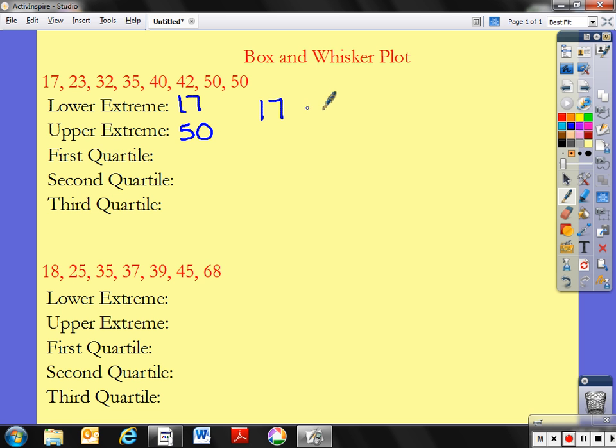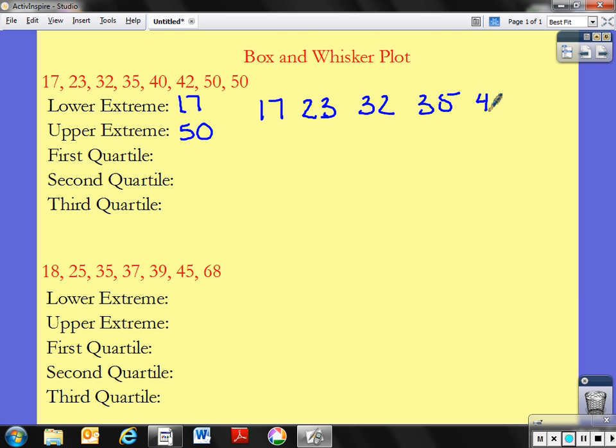So we have 17, 23, 32, 35, 40, 42, and then two 50s. Let's rewrite it so it's a little tighter, because it's easier to look at when they're all in order there instead of having them in two rows. So we have 42, 50, and another 50.